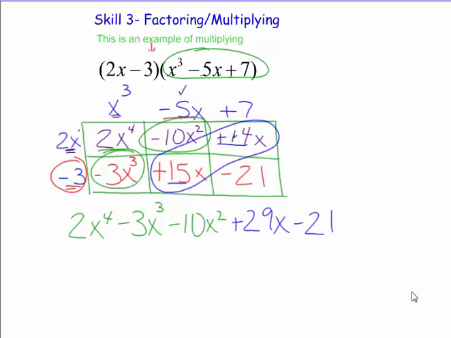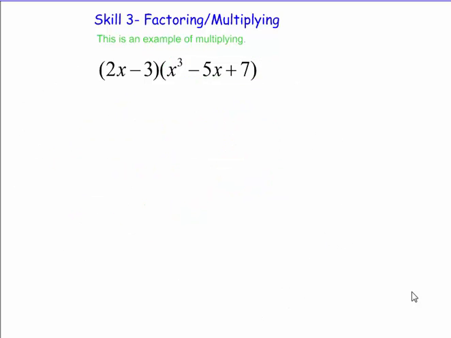Now that's one way to do it. It's not the only way. If you would rather double distribute, you can do that. You can't call it FOIL because FOIL only has 4 letters, and this has a lot of terms when you multiply it out. So we're just going to distribute, and we'll get 2x to the 4th, and distribute down the next one, and we'll get negative 10x squared.